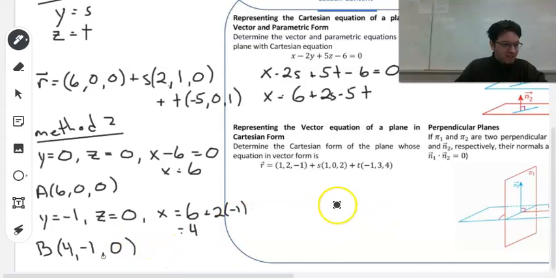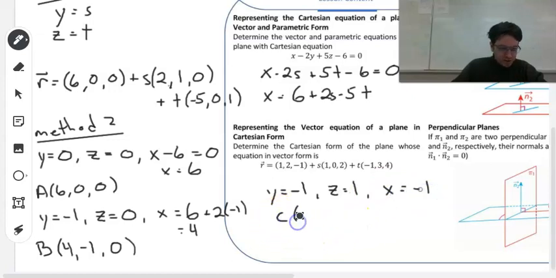Okay, I'm just going to use this space over here to find our last coordinates. Let's have y as, we'll do negative 1 again, and we'll make z 1. You can do that yourself, and you'll see that you'll get x to be negative 1. So that's our third point, C, which is negative 1, negative 1, and 1. Now we have 3 points.